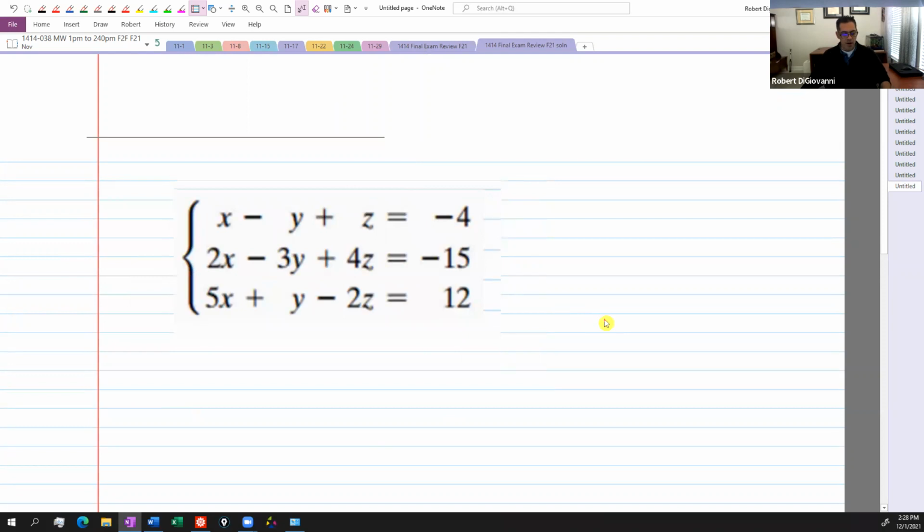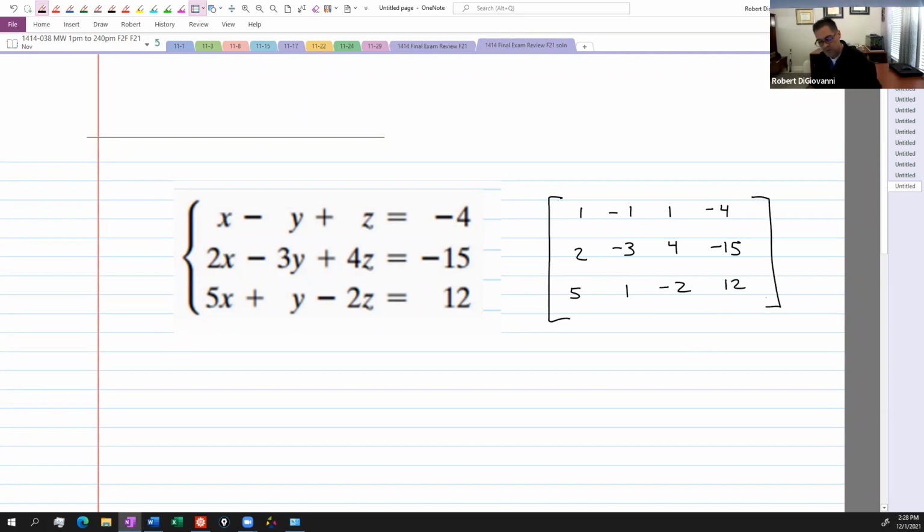All right, so my goal here is to take this, turn it into a matrix. 1, -1, 1, -4, 2, -3, 4, -15, and then 5, 1, -2, and 12. There's my augmented matrix. I think I forgot to put the line there earlier. I'm sorry. And I want to get basically 1s along here, and I want to get 0s down here.